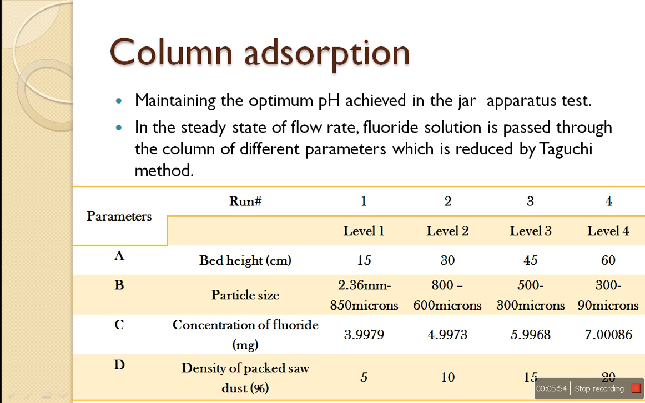The column adsorption test is carried out with selective parameters and levels as tabulated. The parameters were bed height, particle size, concentration of fluoride, and density of packed sawdust. The 4 levels of each parameter are in the tabulation.